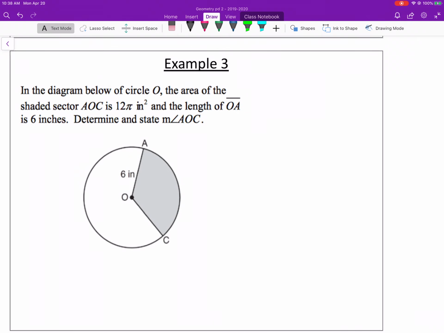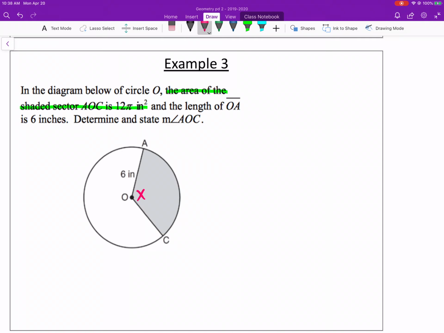Ready? In the diagram below of circle O, the area of the shaded sector AOC is 12 pi inches squared. So they gave you the area. Essentially, it's 12 pi. And the length of OA is 6 inches, and they filled that in for you. Determine and state the measure of angle AOC. So what's different here? They gave you the area, and now they're asking you for the central angle.